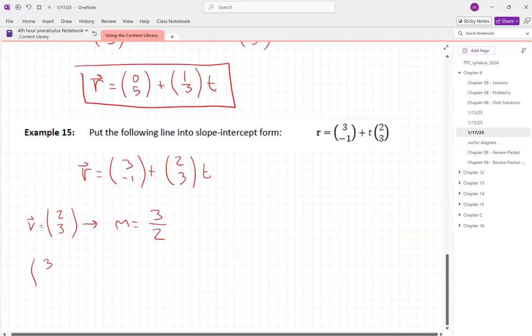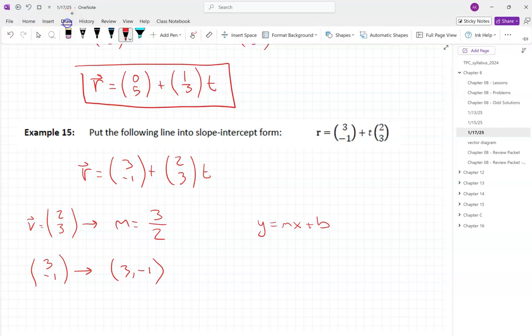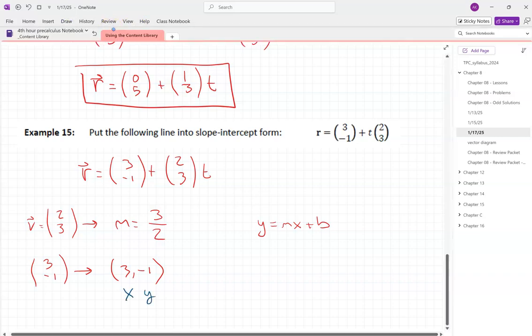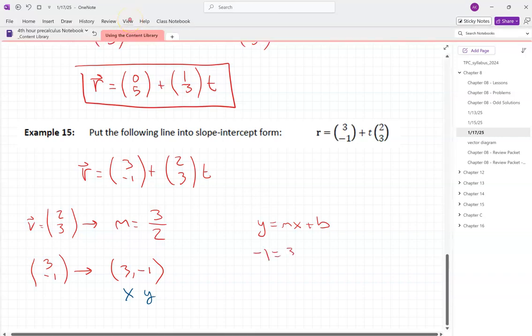And then I have my point vector. That tells me that the point 3, negative 1 is a point on this line. So if I want to write the equation for the line that has slope of 3 halves and contains the point 3, negative 1, I'm just going to treat these guys like an x and y and plug them into the equation along with my slope to find b.